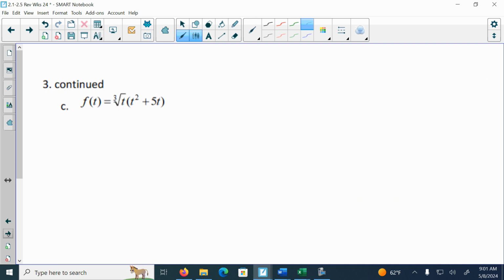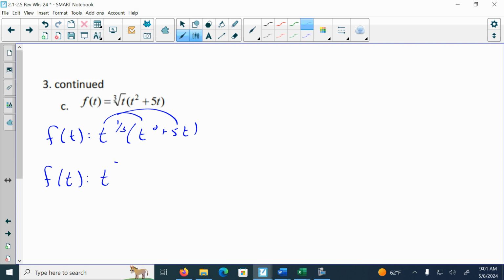And moving on to the next one, we're still finding the derivative. I'm going to rewrite first. So if I rewrite, this is going to be t to the 1/3 times t squared plus 5t. I may choose to distribute the 1/3 so I don't have to do the product rule. Remember, if I'm distributing this, I'm adding my exponents. So if I add 2 plus 1/3, that'll be t to the 7/3 plus 5t to the 4/3.